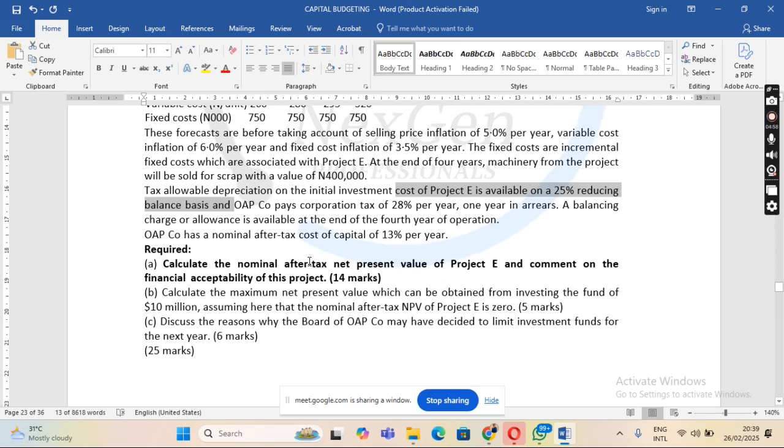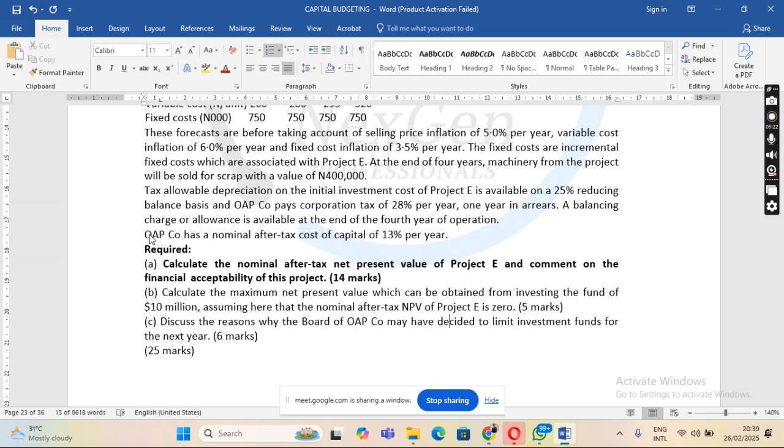OAP Co has a nominal after-tax cost of capital of what? You can see the nominal cost of capital that was given because you are to convert your cash flow to money. That is why you are given the nominal. If they want to do it, they can just give you real. Don't forget that you use real cash flow with real cost of capital. You use money cash flow with money cost of capital.